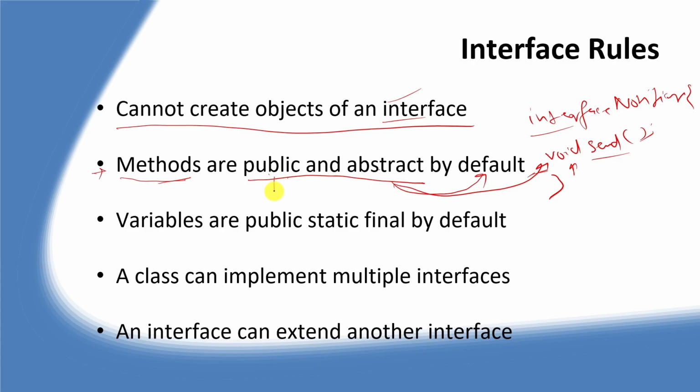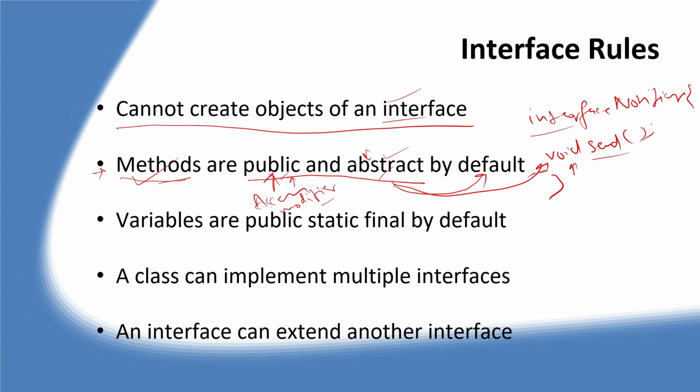So public is what? Access modifier. I hope you remember access modifier. Access modifier means the scope of this method, where we can call this method, where we can use this method. So public means anywhere, right? This is the widest scope. The second keyword is abstract. Abstract means we are not providing the definition, we are just providing the declaration. That's why we use the abstract keyword. So even though we are not providing these, Java will implicitly make methods public and abstract.